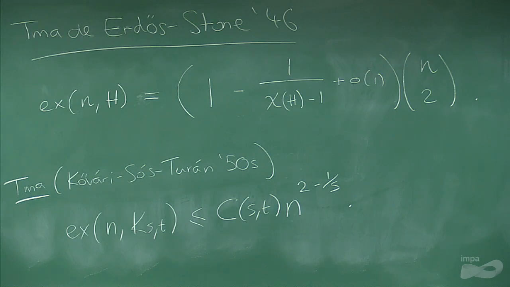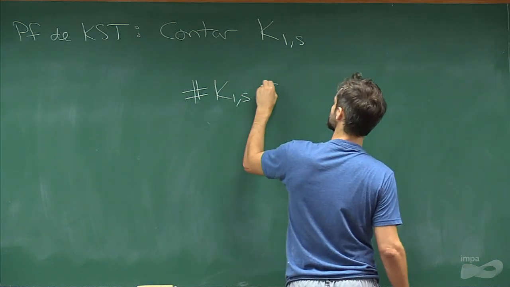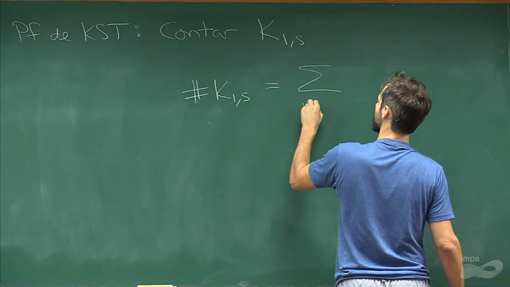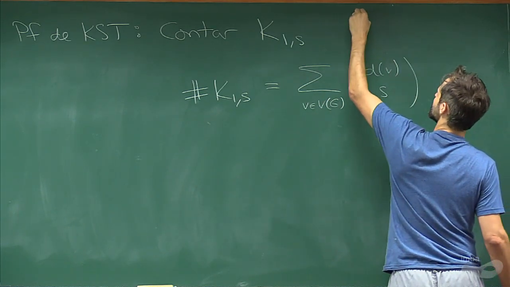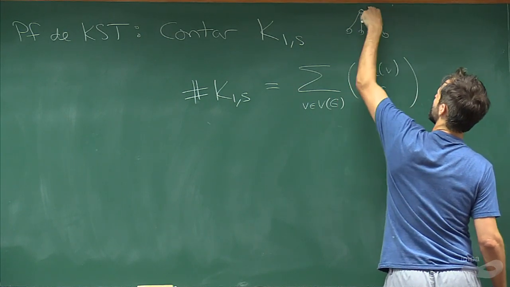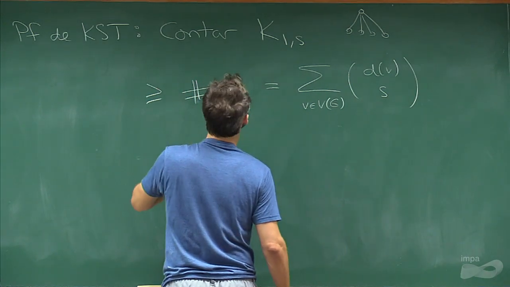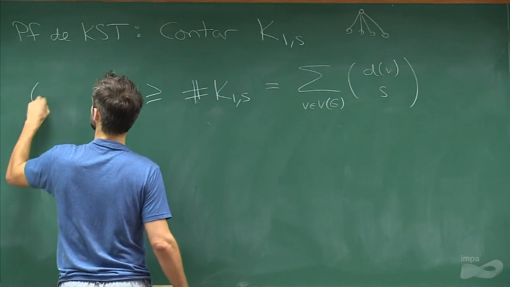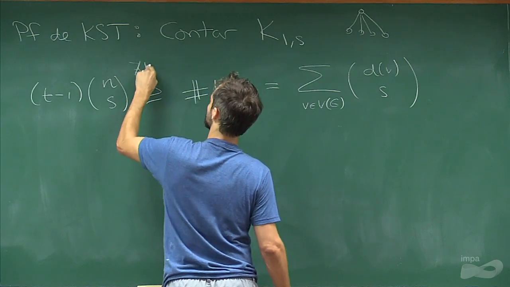So we count copies of K_{1,s}. This is an s-cherry, a vertex with s neighbors. So the number of K_{1,s}'s is equal to the sum over vertices in G of the degree choose s. That's counting from the top, and it is at most (t minus 1) times n choose s if there does not exist K_{s,t}.